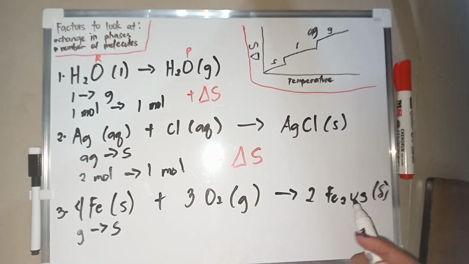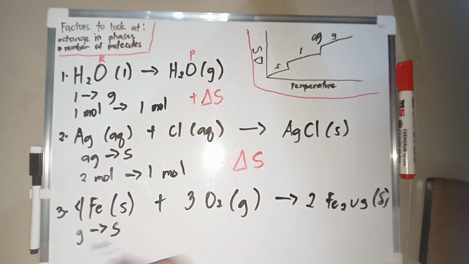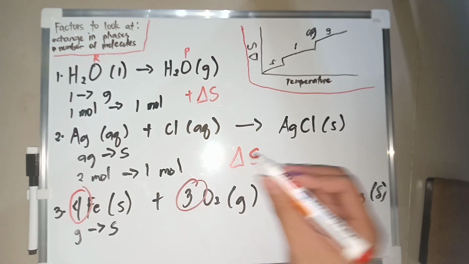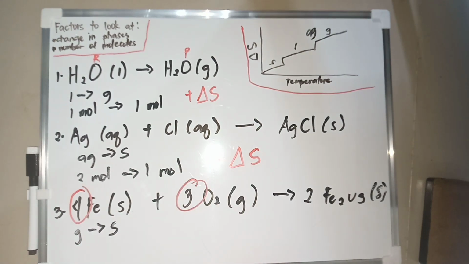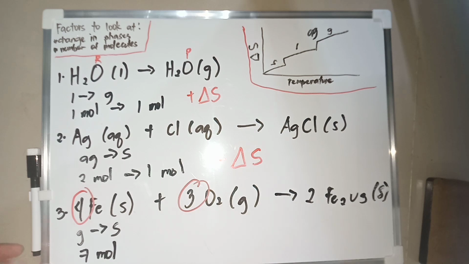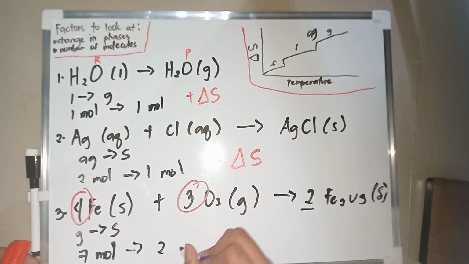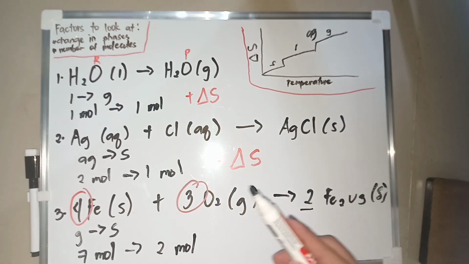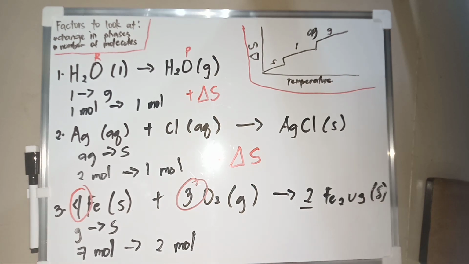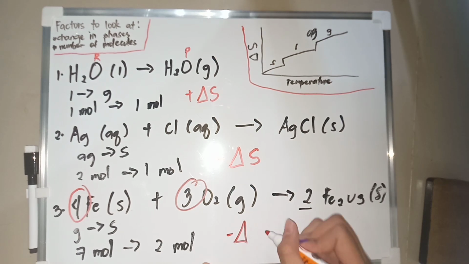Now we'll take a look at molecules. In our reactant we have 4 molecules and 3 molecules, so we will add them. 4 plus 3 is equal to 7 molecules. Going to our product, we only have 2 molecules. So since we go from gas to solid and we have a decrease in molecules, we can conclude that number 3 will have a decrease in entropy.